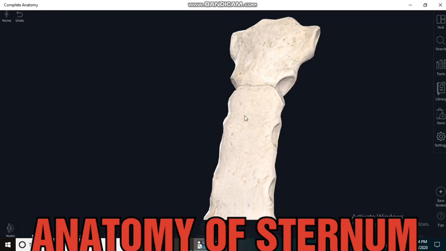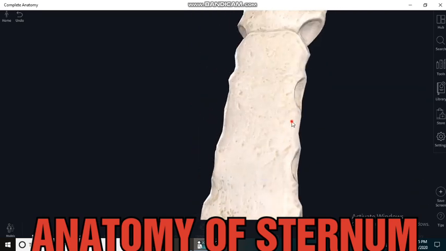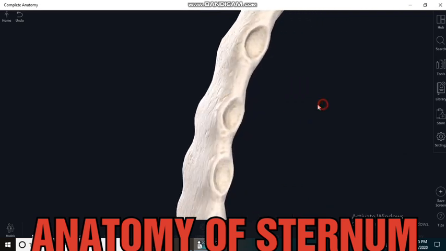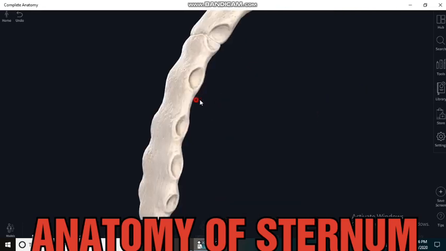It articulates with manubrium and forms sternal angle. The sternal angle is clinically used to count ribs as it marks the level of the second costal cartilages. At the lateral edges of the body, there are facets for the 3 to 6 ribs: costal cartilage of rib 3, costal cartilage of rib 4, costal cartilage of rib 5, and costal cartilage of rib 6 articulates with these facets on both sides.